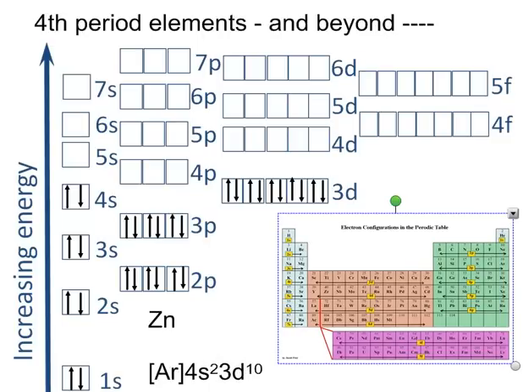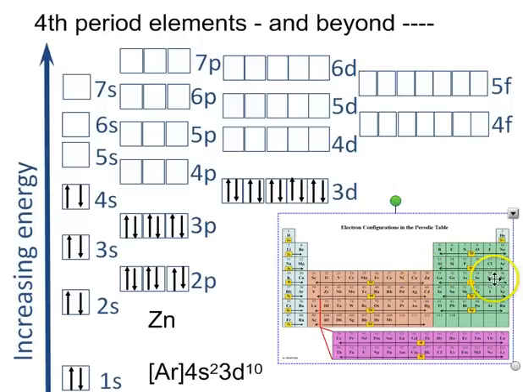Zinc. Zinc has 10 electrons in the 3d sublevel. So now the 3d is entirely full. All 5 orbitals each have 2 electrons. The opposite spins, you can see, if you recall, that is Pauli's exclusion principle, 2 electrons per orbital, and they must have opposite spins. But now we're not done with the 4th principal energy level.